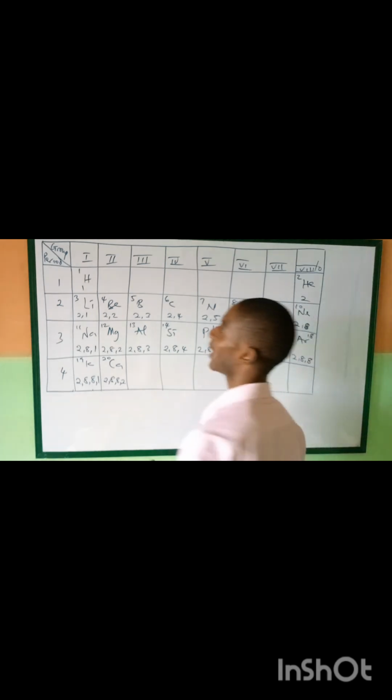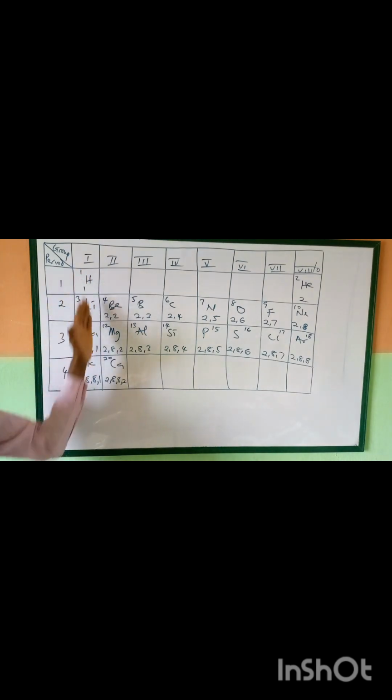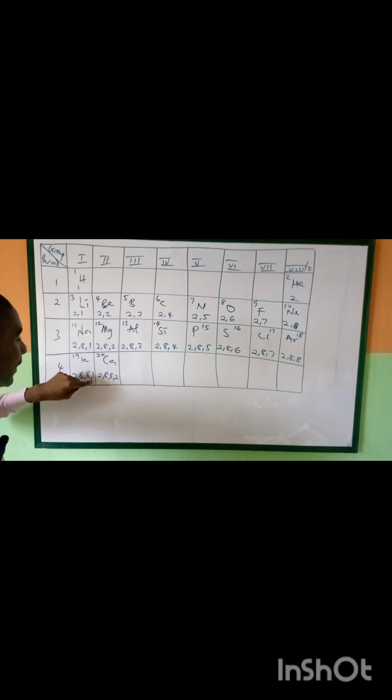Now let's take a look at what the members of the group have in common. You see that members of this group have something in common. What exactly do they have in common? This is group 1. Everybody in this group has 1 in common.